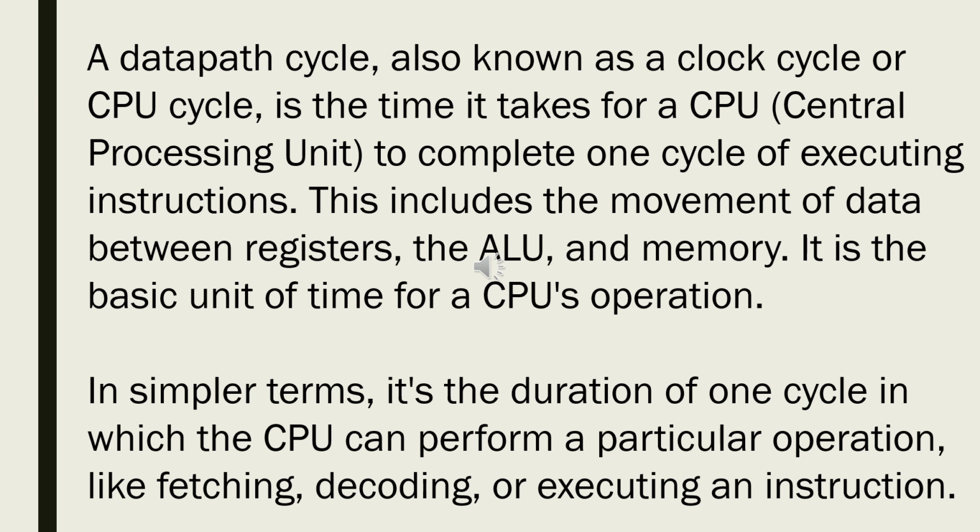Also known as a clock cycle or a CPU cycle, is the time it takes for a CPU (central processing unit) to complete one cycle of executing instructions. This includes the movement of data between registers, the arithmetic logic unit, and memory. It is the basic unit of time for a CPU's operations. In simpler terms, it's the duration of one cycle in which the CPU can perform a particular operation, like fetching, decoding, or executing an instruction.